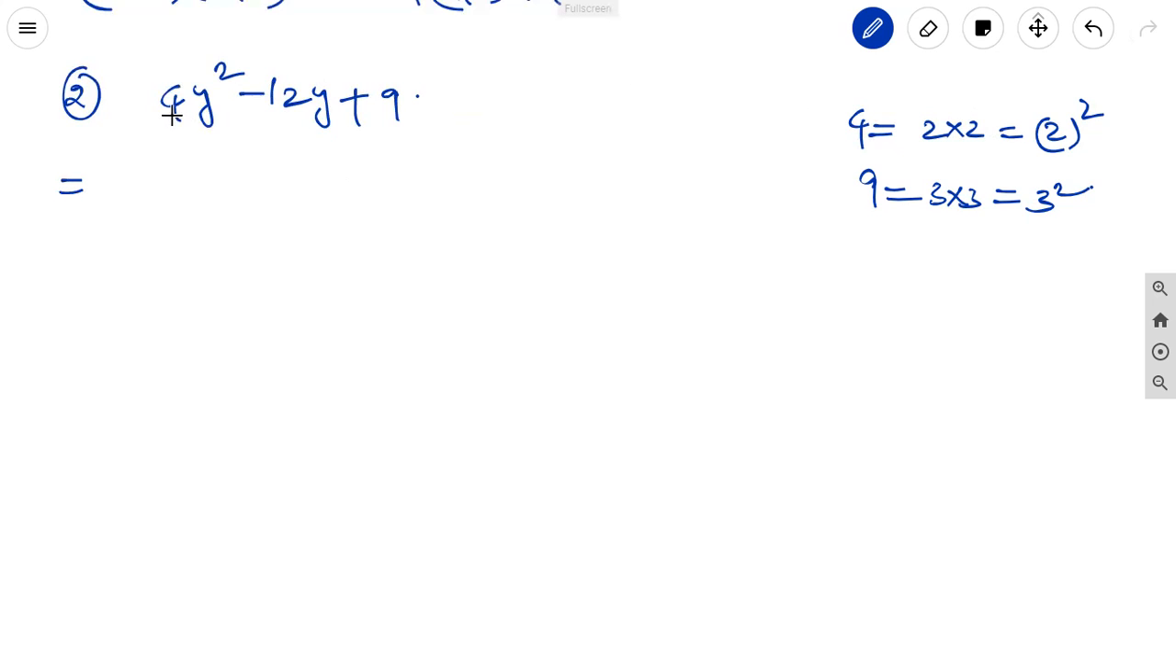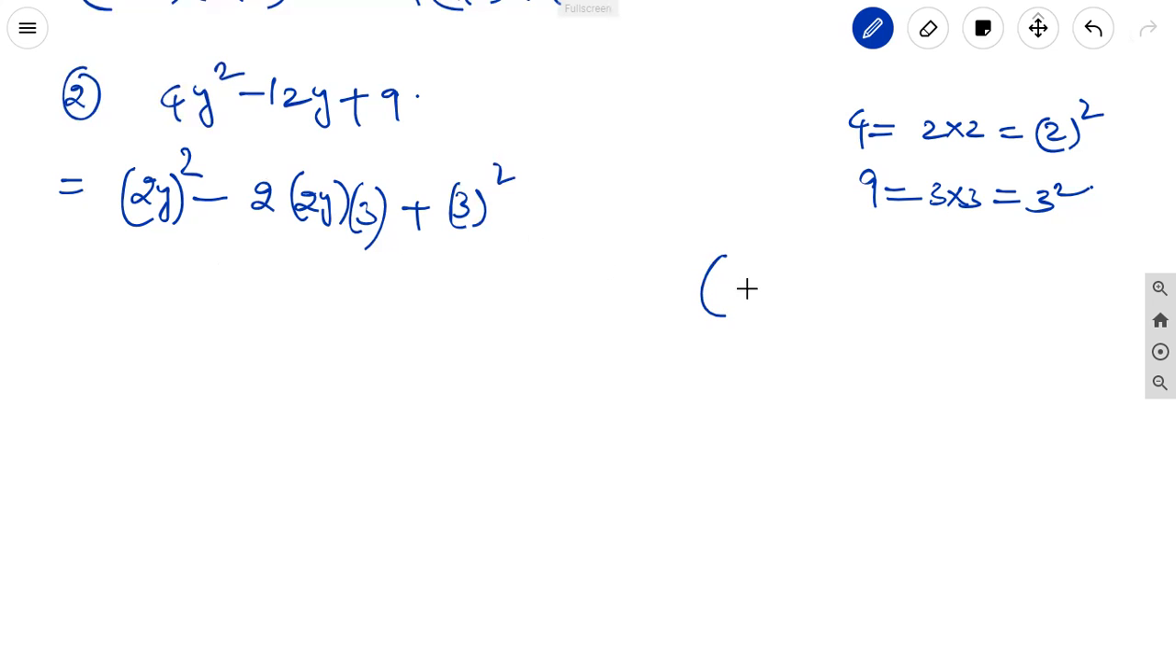Here it can be written as 4y square means (2y) whole square, minus 2 into a, which is 2y, and 9 is 3 whole square. 2ab with b as 3, just check: 2 twos are 4, 4 threes are 12. So what is the form of the expression? That is a square minus 2ab plus b square equals (a − b) whole square.